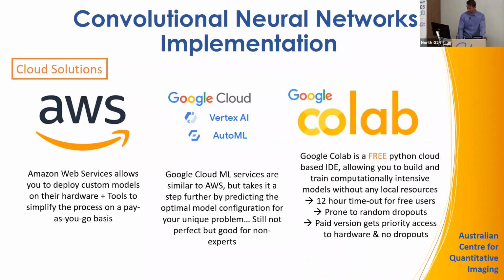And finally, Google Colab is another alternative. Now, it's actually built on Jupyter Notebook, and it's a free solution allowing you to build and train computationally intensive models. However, the free version of Google Colab is prone to timeouts every 12 hours. So you can't train for more than 12 hours without getting disconnected, which is very annoying, and I know this from experience. You can get the paid version, which gives you priority access to hardware, faster GPUs, and no dropouts. But that's still not true, because it still ends up dropping out at even more random times. So in a way, it's even more nefarious.